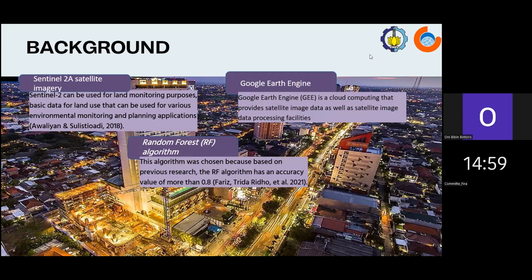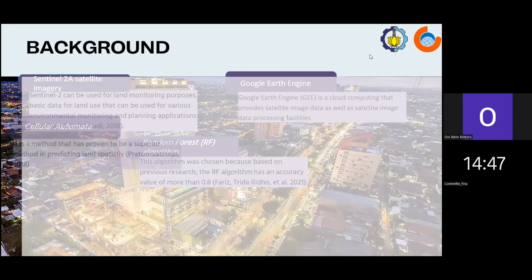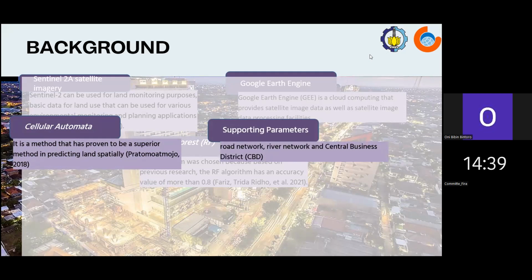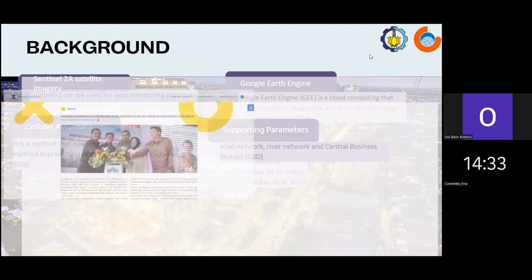The algorithm chosen was random forest, because based on previous research, the random forest algorithm has an accuracy value of more than 0.8. Cellular automata is a method that has proven to be superior in predicting land spatially, supporting parameters road network, river network, and the central business district.